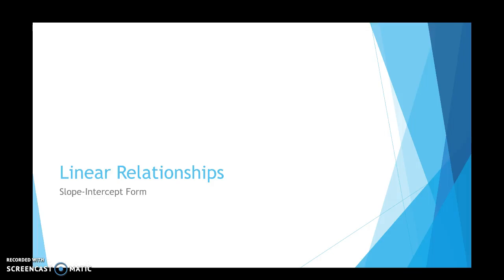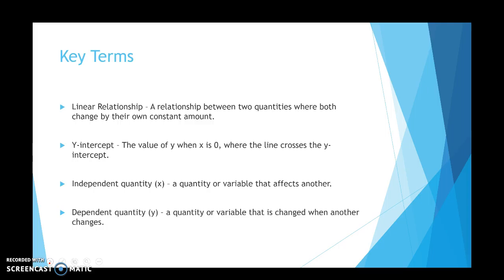Okay guys, let's do a quick review of linear relationships. Just so you know, it is on your formula chart, but it's called the slope-intercept form. A linear relationship is a relationship between two quantities where both change by their own constant amount. The y-intercept is the value of y when x is 0. And it's also where the line crosses the y-axis.